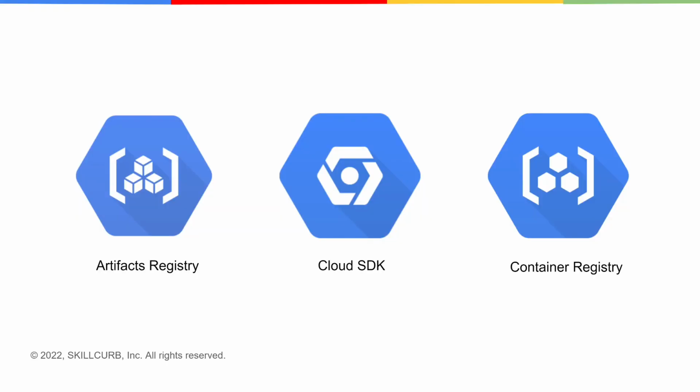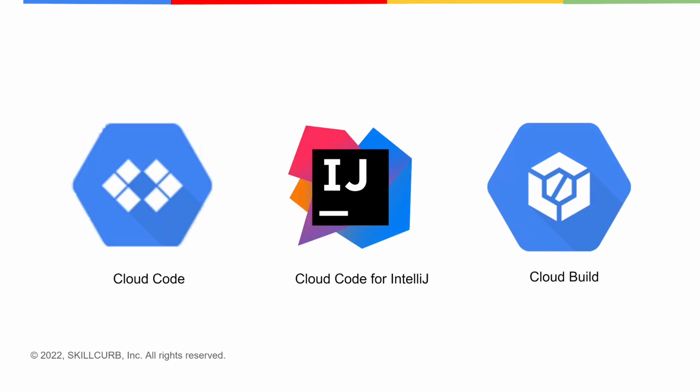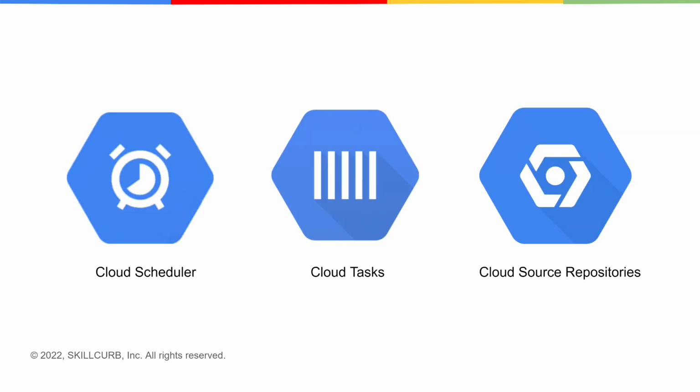You can store, manage, and secure container images and language packages with Artifact Registry and Docker images with Container Registry. Cloud SDK is a command line interface to script and manage Google Cloud products from your own computer. Cloud Code allows you to extend your IDE tools to write, debug, and deploy Kubernetes applications. Cloud Build allows you to continuously build, test, and deploy containers, Java archives, and more using Google Cloud infrastructure. Cloud Scheduler lets you schedule batch jobs, big data jobs, and cloud infrastructure operations using a fully managed cron job service.